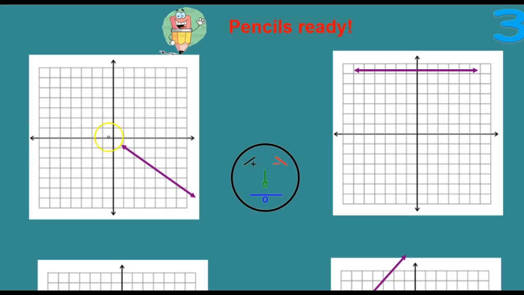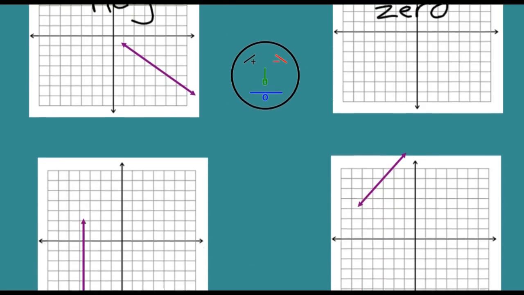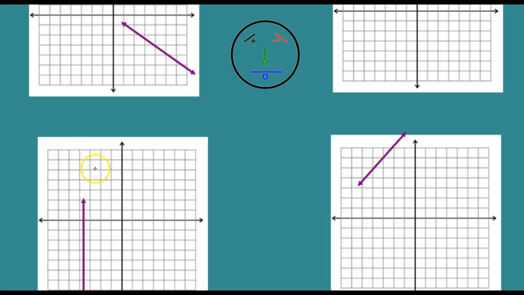So if we take a look at these, this one is going down, so that's negative. Here our line is going straight across, that's 0. Here it's going up and down, so that's undefined. And then the last one is going up, so that's positive.